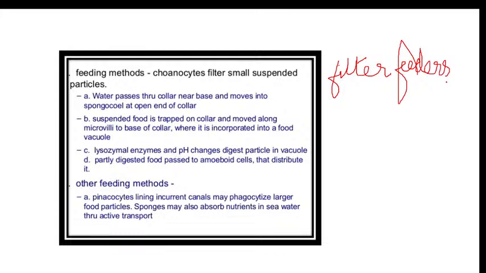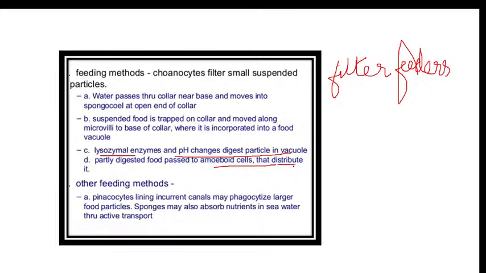Water passes through the collar cells near the base and moves into the spongocoel. Then the suspended food particle, ആ വെള്ളത്തിലുള്ള food particle എന്ത് ചെയ്യും? collar cell ട്രാപ്പ് ചെയ്യപ്പെടുന്നു. Then it is incorporated into the food vacuole. And there are lysosomal enzymes and pH changes that digest the particle. Then the food is passed to the amoeboid cells and amoeboid cells will distribute it.